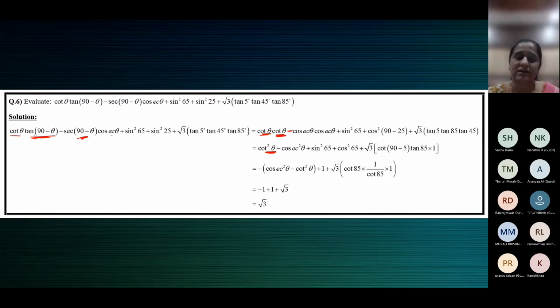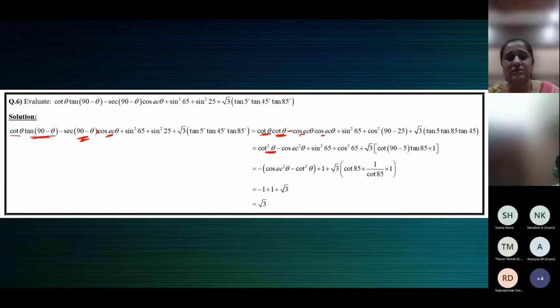Secant 90 minus theta. Again, trigonometric ratios of complementary angles. Secant 90 minus theta can be written as cosecant theta. Cosecant theta is equal to secant 90 minus theta, and secant theta is equal to cosecant 90 minus theta. So secant 90 minus theta can be written as cosecant theta. And this cosecant theta as it is. There is no sign in the middle, which means it's multiplication. Cosecant theta into cosecant theta is cosecant square theta.